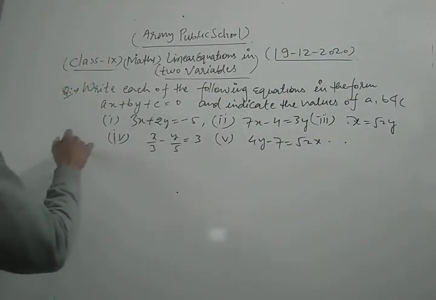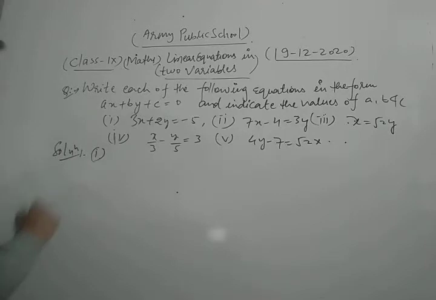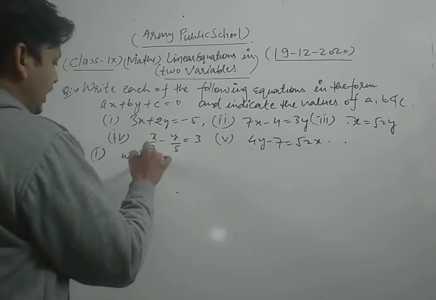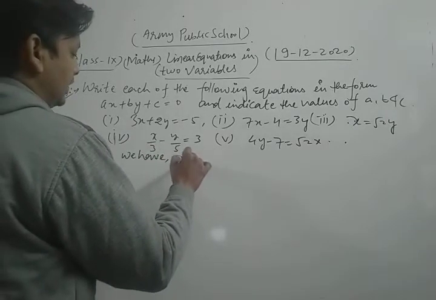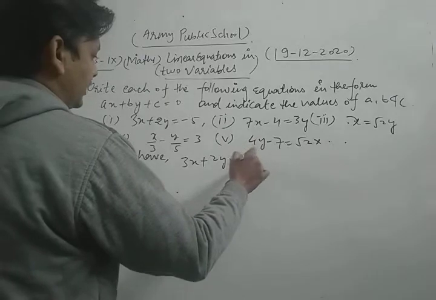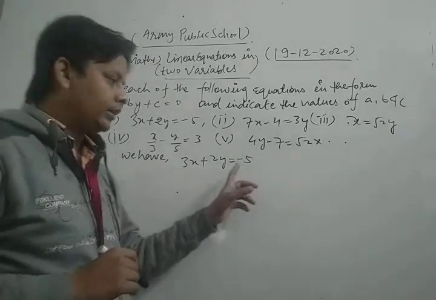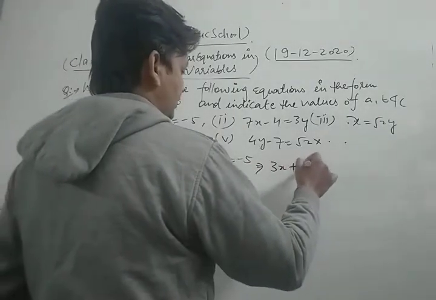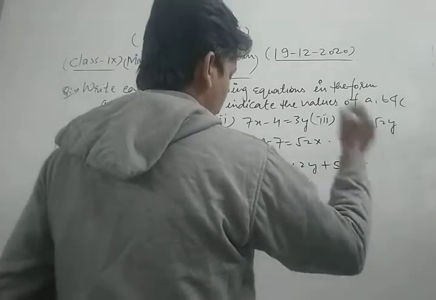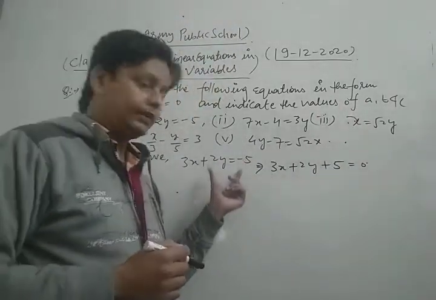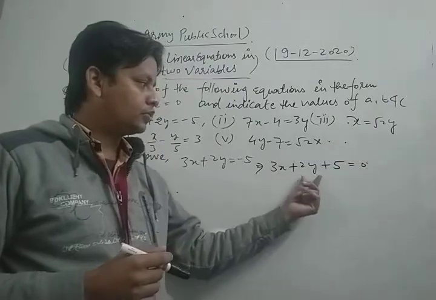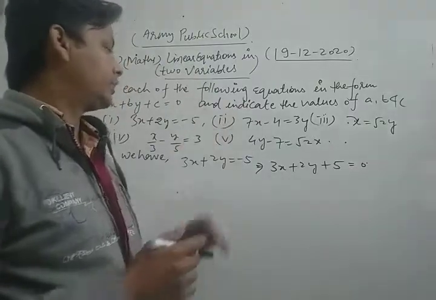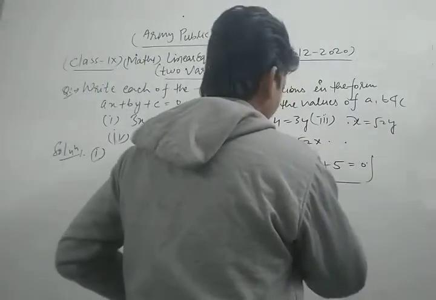Let's see. We take the first part of this question. First of all we write the given equation. We have 3x plus 2y is equal to minus 5. Now first of all we transfer minus 5 to that side, so what we get is 3x plus 2y plus 5 is equal to 0. Okay, we can write the given equation in the form 3x plus 2y plus 5 is equal to 0, which is the standard form of the equation ax plus by plus c.